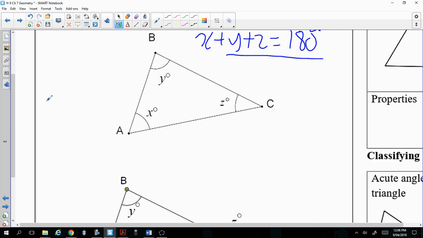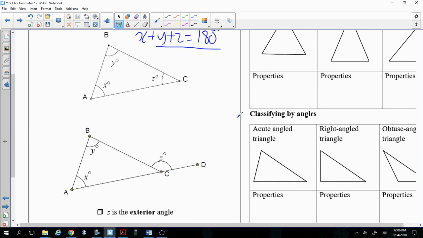Now there's another less well-known rule, but it's also very useful. The next one: we call z the exterior angle. That's the exterior because it's outside of the triangle. So you get the exterior angle when you extend one of the sides, and the angle between the extended side and one of the other sides is the exterior angle. And this angle is equal to the two interior opposite angles.